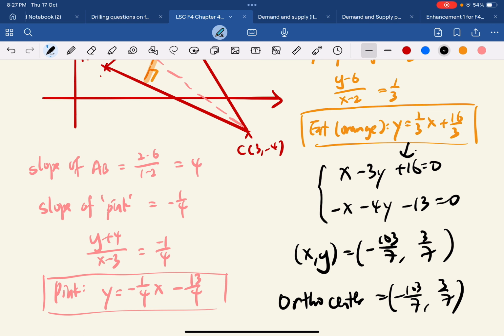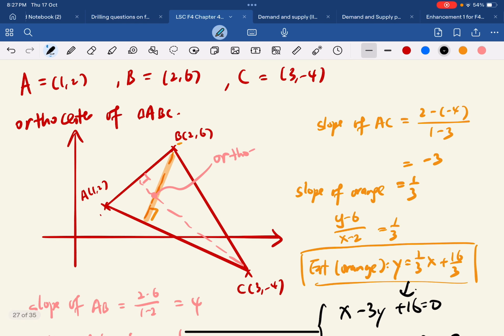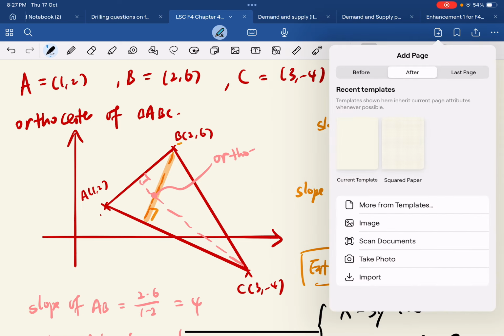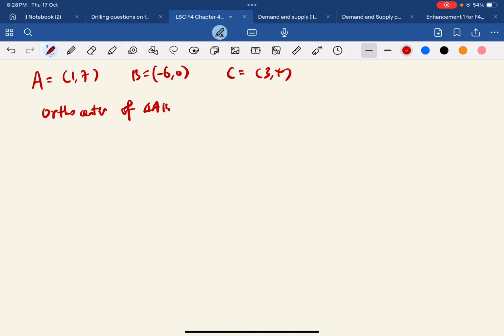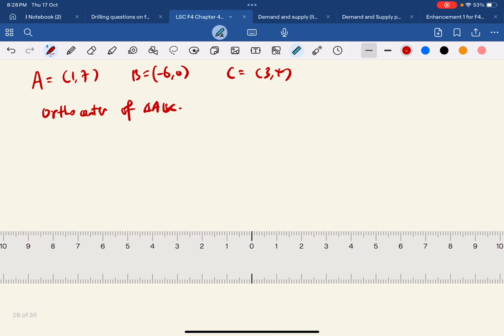So now, your turn, okay? So I want to find the orthocenter. So now, coordinate A is (1, 7). B is (-6, 0). And then C is (3, 4). So try to find, again, the orthocenter for ABC. So work it out yourself. So I assume you have finished it. So let's try to check the answer.